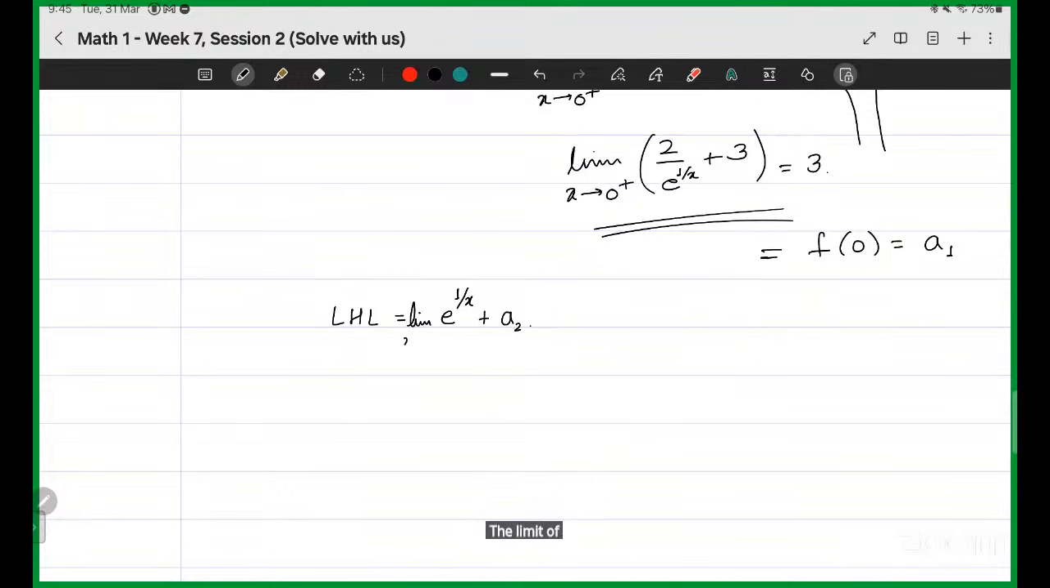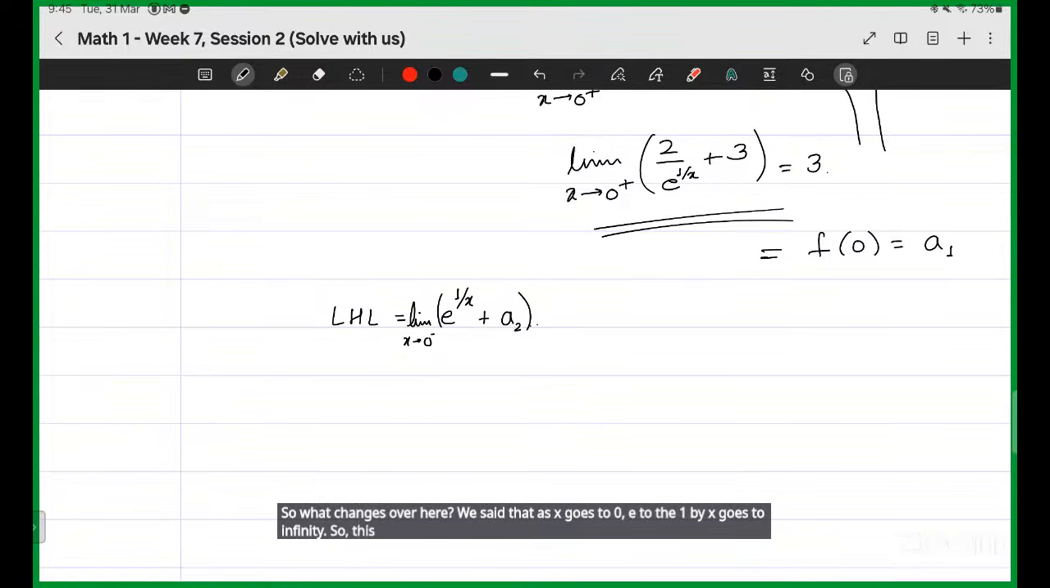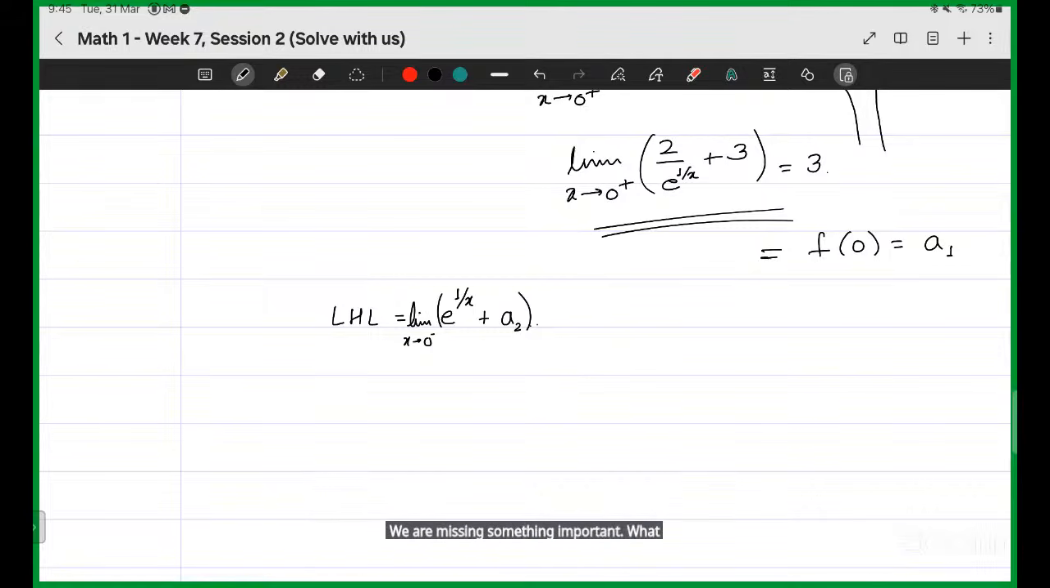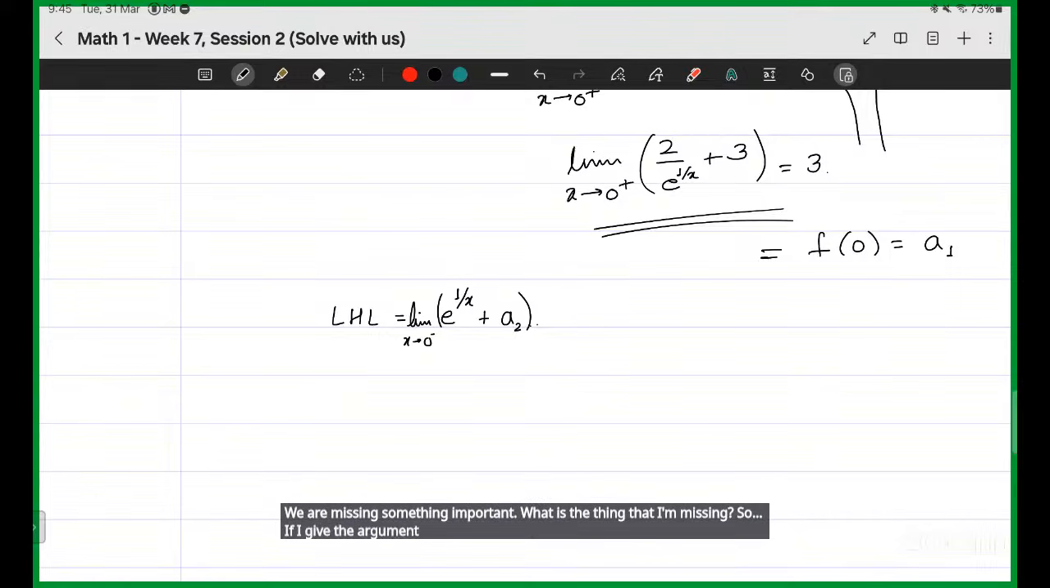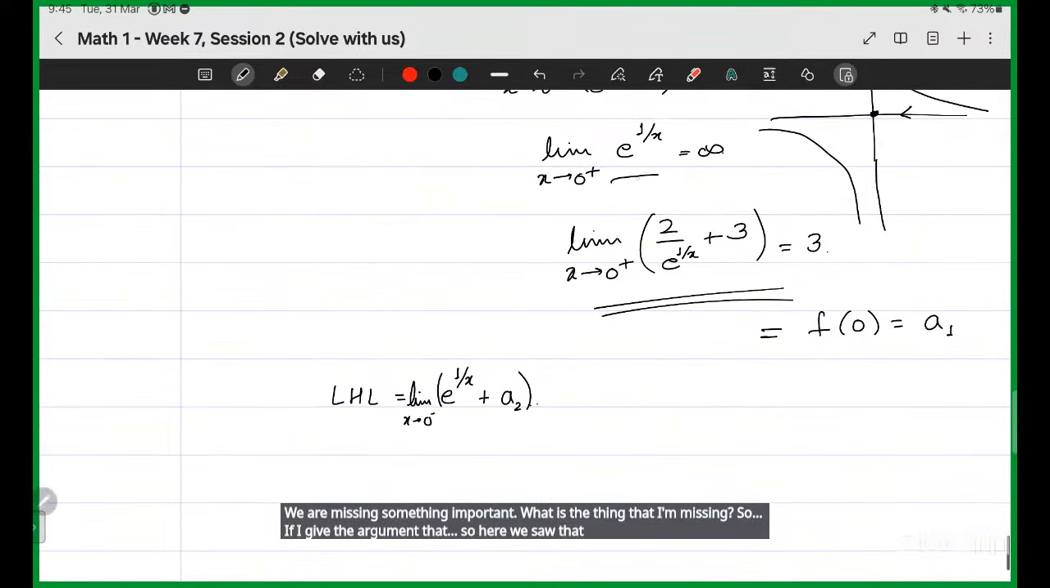The limit of that. So what changes over here? We said that as x goes to 0, e to the 1 by x goes to infinity. So this should not exist unless we are missing something important. What is the thing that I'm missing? So if I give the argument that here we saw that e to the 1 by x goes to infinity, so this limit should not exist. What is wrong with this argument?